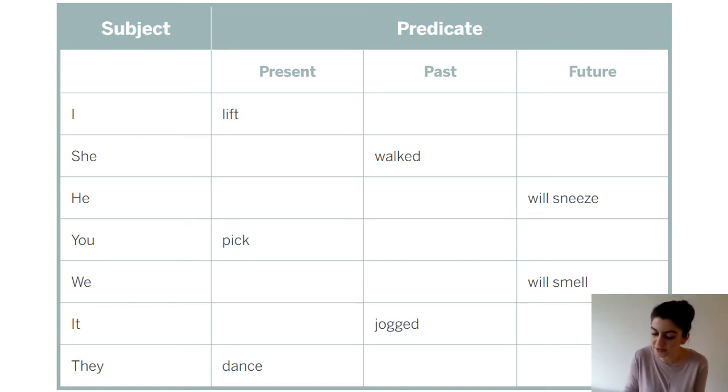Last one. Let's turn dance into future tense. You only need to add one word, the future tense marker. Will dance. They will dance tomorrow.